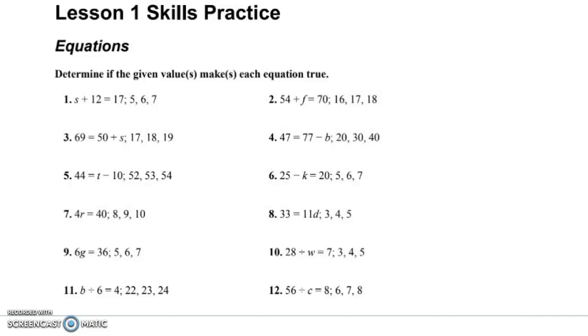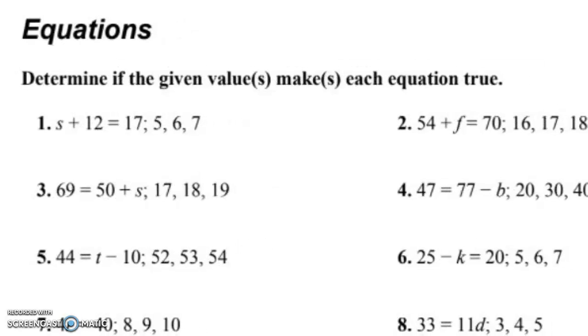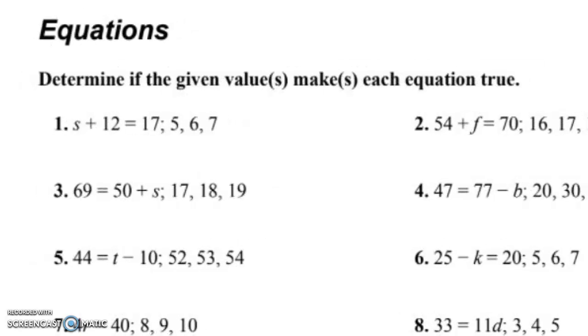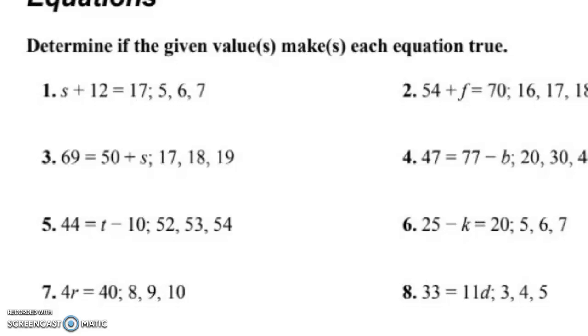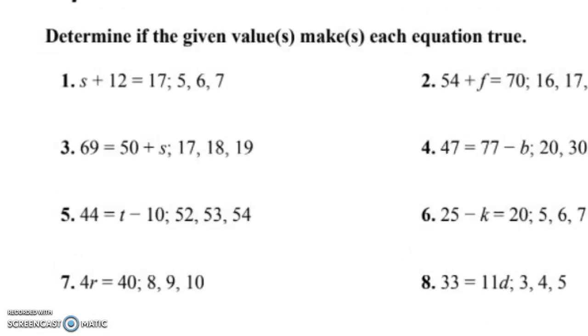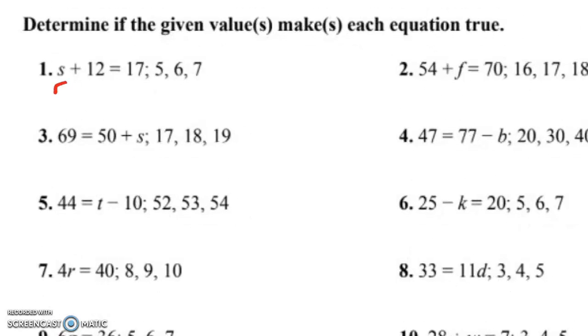So for the first one, I'm going to zoom in a little bit. First, the directions say, determine if the given values make each equation true. So for number 1, we have s plus 12 equals 17. You're trying to figure out, will the 5 make it true? Will the 6 make it true? Or will the 7 make it true? You're just going to plug those numbers in for the variable. So instead of s, I'm going to write 5 plus 12 equals 17. Is that a true statement? Yes. So I'm going to circle the 5.